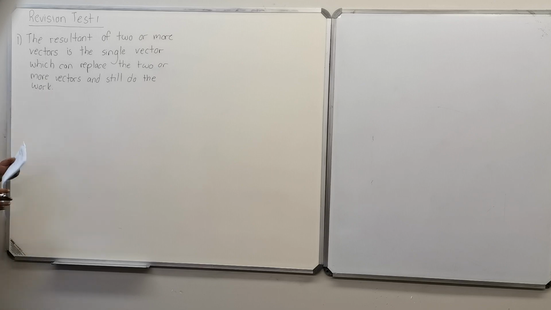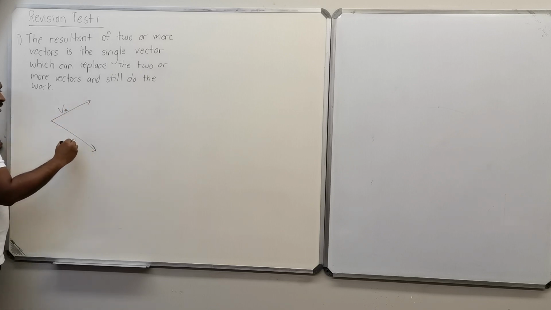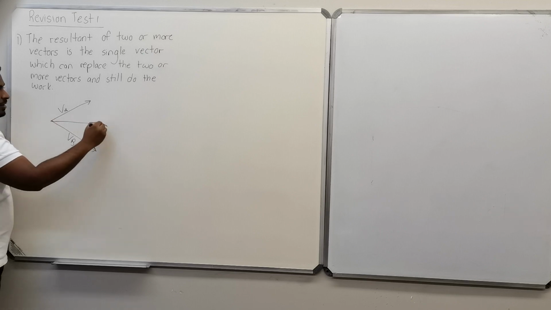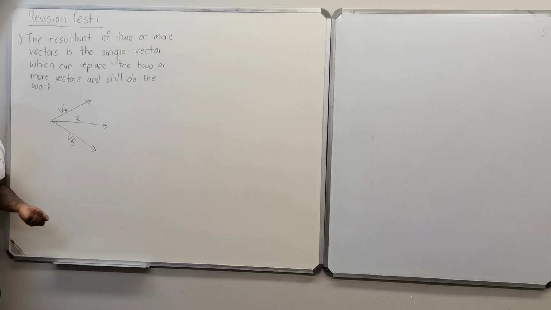Okay, so the resultant is the resultant of two or more vectors, which is a single vector which can replace the two or more vectors and still do the same work, right? So when you have the velocity of A and the velocity of B, this here could replace these two forces and still do the same thing that they would do, right? Like question 2. Yes, that was question 2.